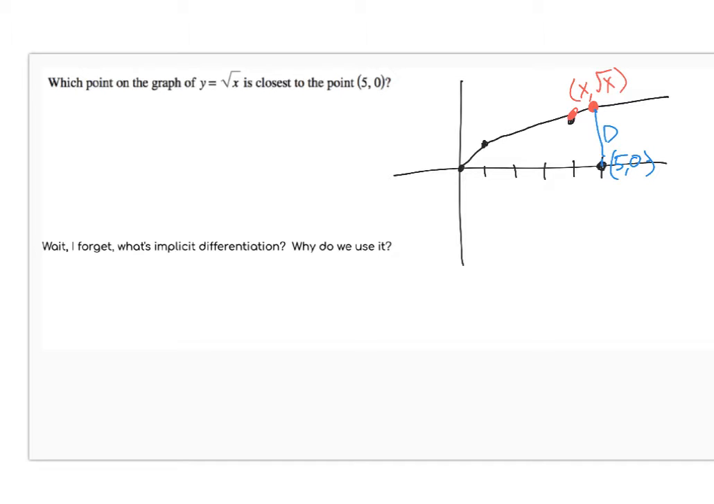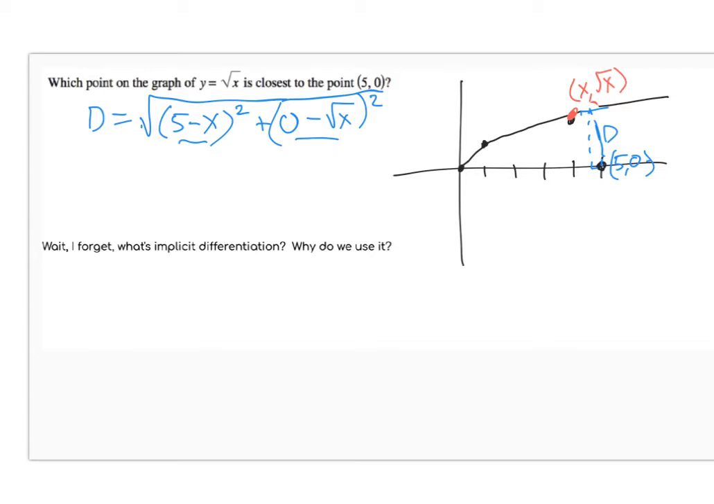I'm going to use the Pythagorean Theorem, which tells us that the distance is equal to the square root of each of the legs of this triangle. So we're really talking about (5 minus x), that's the x distances, squared, plus (0 minus the square root of x) squared. Pythagorean theorem, a squared plus b squared is equal to c squared, and I just took the square root.